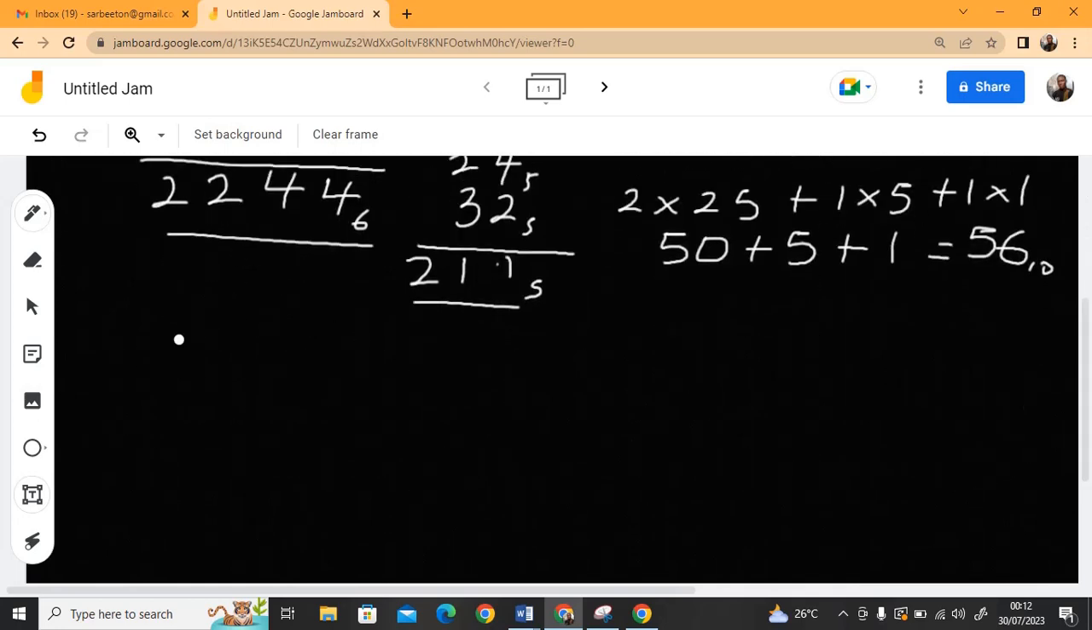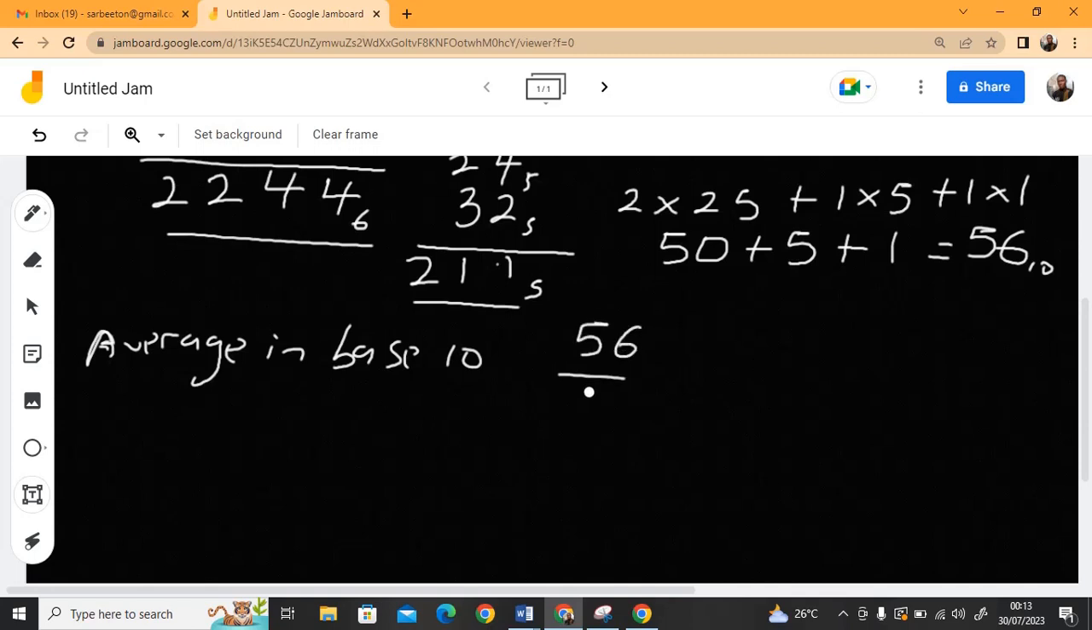So the average in base 10, because 4 also is in base 10, will be what? 56, there are 4 numbers there, divided by 4. When you divide 56 by 4, I think 4 in 16 is what? It is 4. So the answer is 14 in base 10. You convert it back to base what? Base 5.